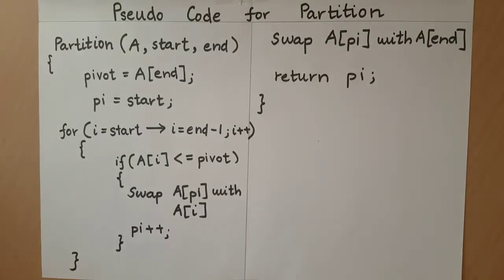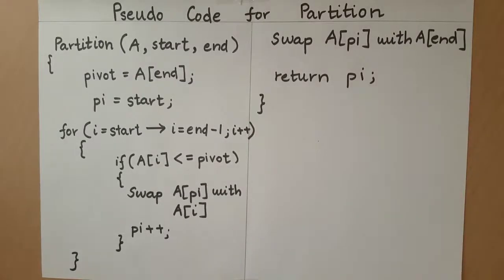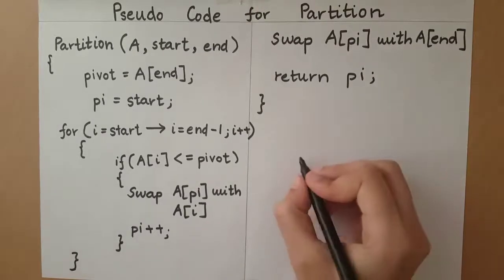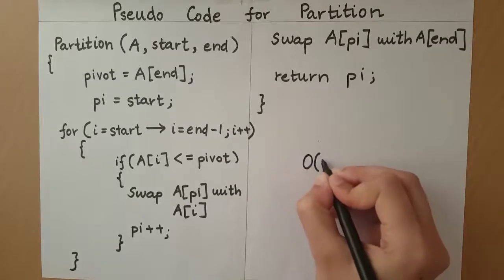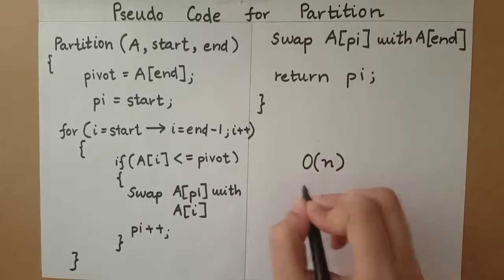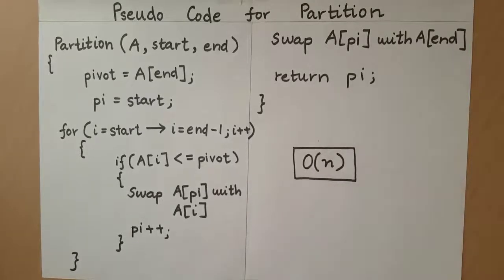If you take that the array has n number of elements, then the loop over here will run n times. Therefore, we can say that this function is of order n. So the big O notation of this function, that this algorithm is order of n.